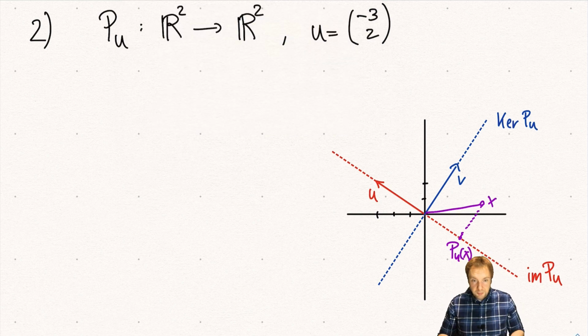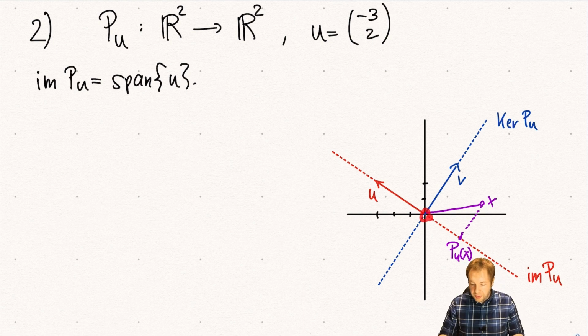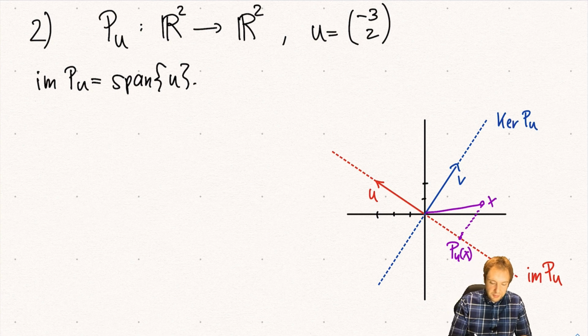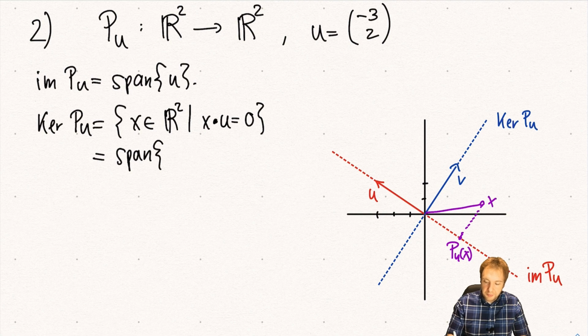And now, first of all, the image of pu is the span of u. And what is the kernel? Well, the kernel are all elements which get mapped to 0, and therefore these are the elements which are on this line here, which is perpendicular to the line spanned by u. So here the kernel of pu is all elements in R2 which are orthogonal to u. And in this case, we can see that, for example, we can span this line here by this vector v here, which is the vector (2, 3).